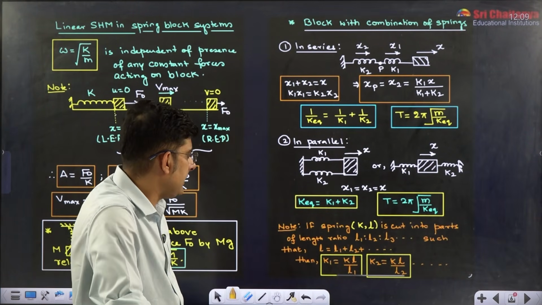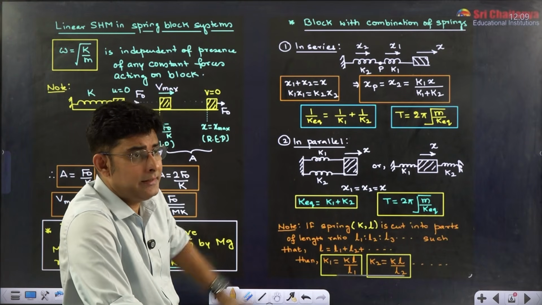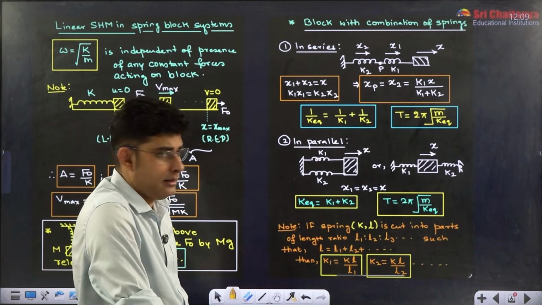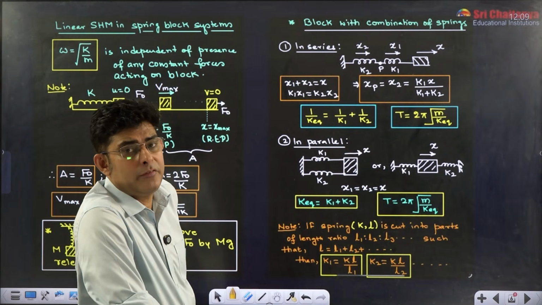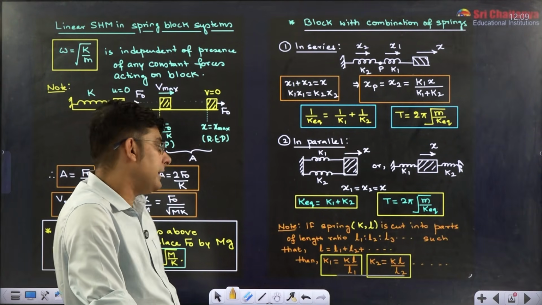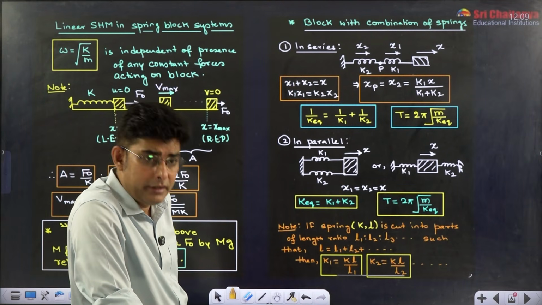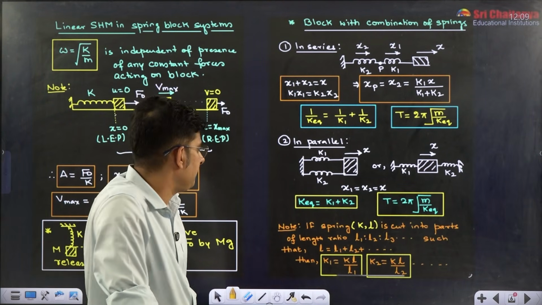Now sometimes you will see questions where they give a spring whose spring constant is K and total natural length is L. So spring constant, mind it, is always inversely proportional to the natural length. It is also called the stiffness constant. The greater the length, the lesser will be K, okay, less stiff it will be. The lesser the length, the more stiff it will be.